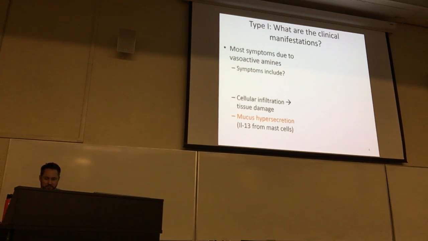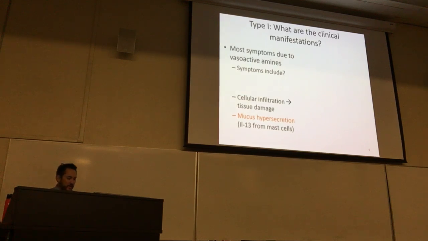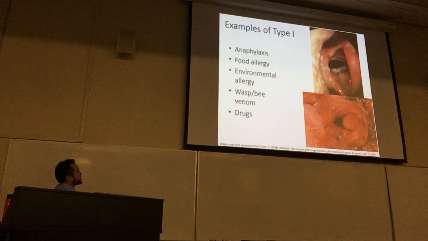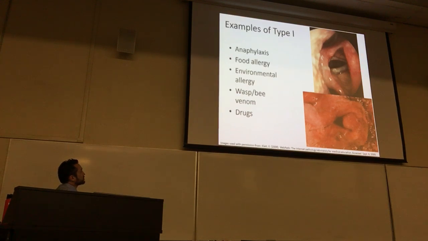All right, so some pictures, an example of a type 1 hypersensitivity. This is an image down the normal larynx. You can see the opening. The vocal folds are in white. And this is an individual who suffered from a hypersensitivity reaction to penicillin.